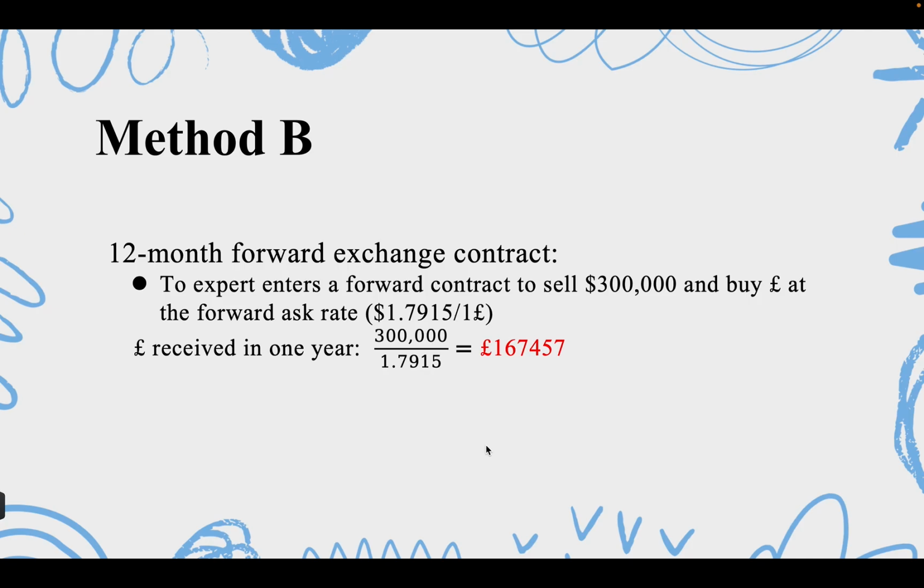Based on the 12-month forward rate shown, this buying price is 1 GBP = 1.7915 US dollars. The calculation of the gain is $300,000 divided by the contracted rate of 1.7915, which directly results in 167,457 pounds. The whole process is a single transaction and involves no currency conversion or investment management.